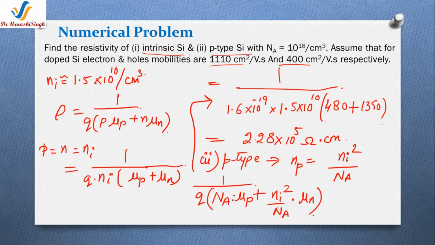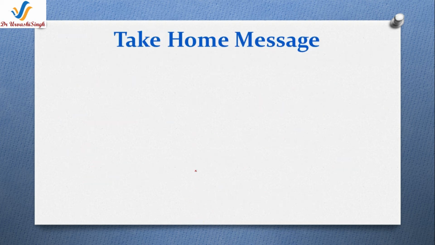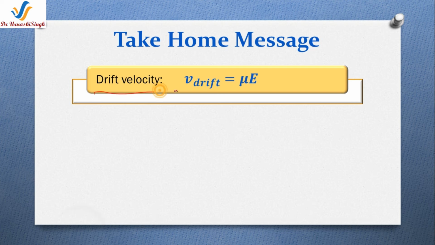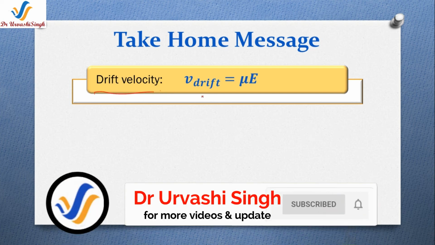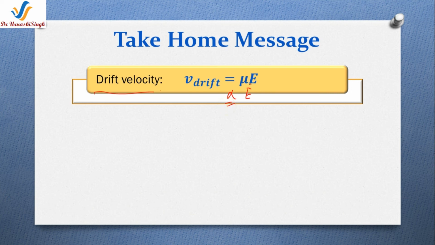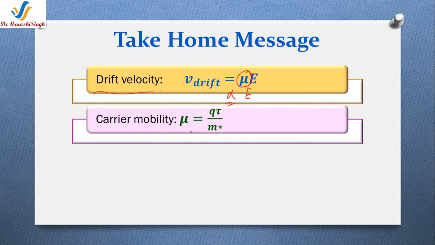Now let's recall all the important facts of the topic. The first one is drift velocity, which is the velocity acquired by the charge carriers under the effect of the electrical field. It is proportional to the electrical field, and this proportionality constant is the mobility of the charge carrier. The mobility of the carrier is defined as the ease of movement of the carrier in the semiconductor, and it is proportional to the scattering time. Here tau is the scattering time and m is the mass of the charge carrier.